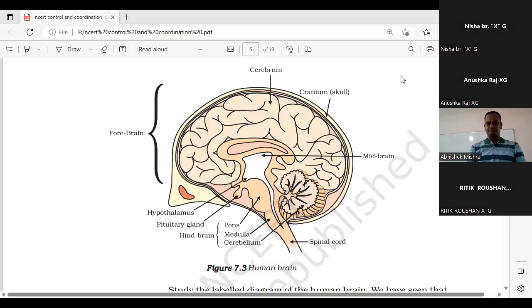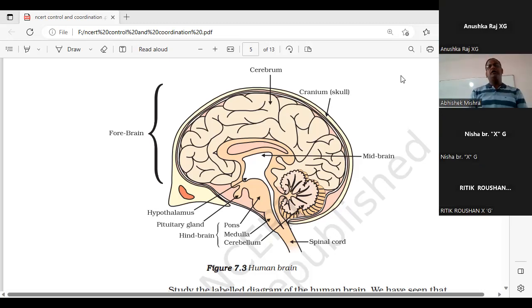Okay, Anushka, which part of the brain is doing this? Hindbrain. Salivation is controlled by hindbrain. Yes, you are correct, Anushka.